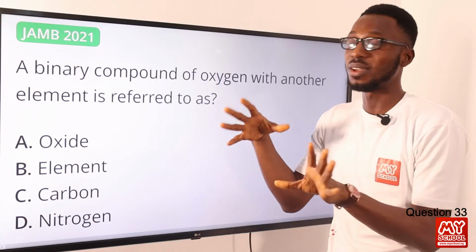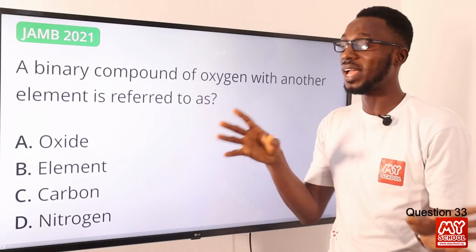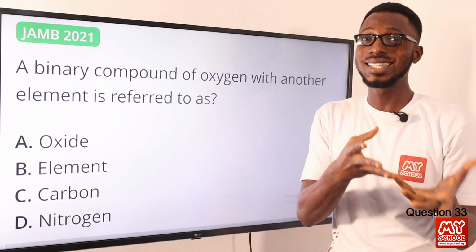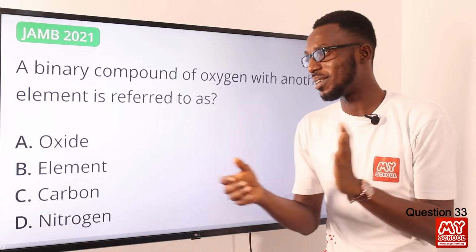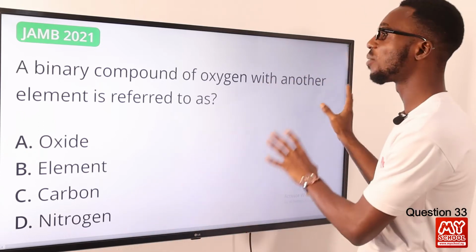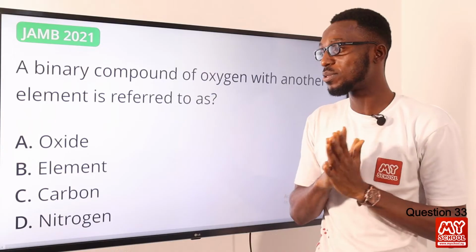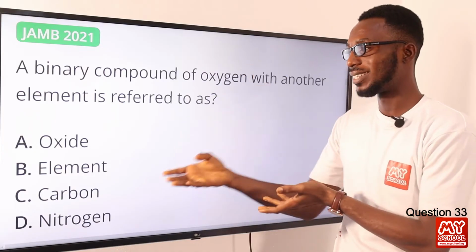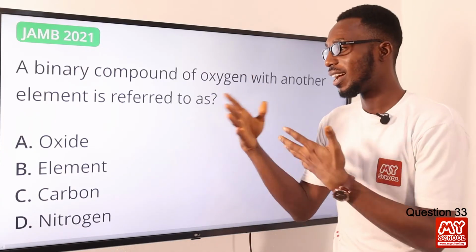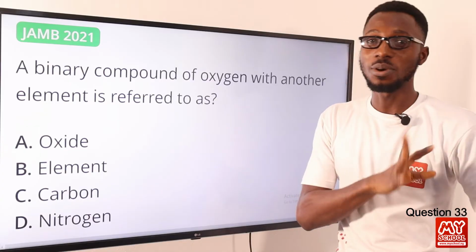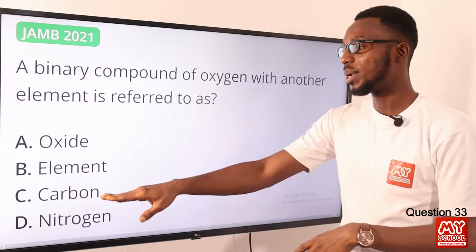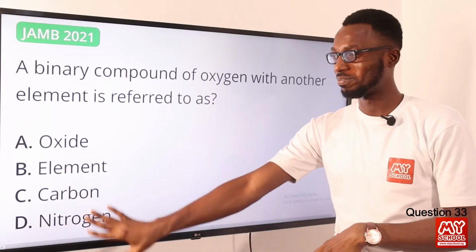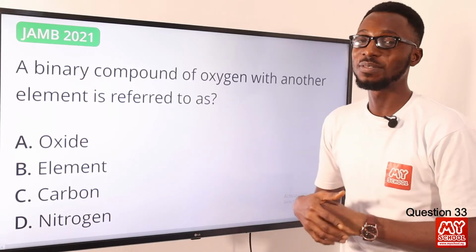When it combines with some non-metals like sulfur, you have SO2. You are talking about an acidic oxide, or you can refer to them as acid anhydride. A binary compound of oxygen with another element is referred to as an oxide. Elements like your sulfur, your chlorine, those are elements. They are not oxides. Carbon is an element, nitrogen is an element. So the correct option is option A for oxide.